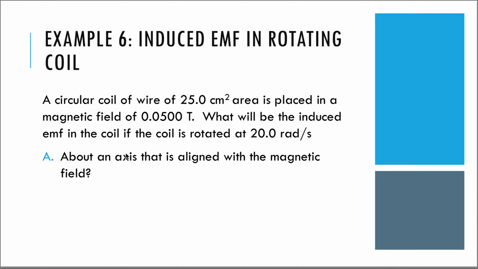Let's take a look at this example. A circular coil, you are given the area right here, is placed in a magnetic field. What's going to be the induced EMF if the coil is rotated at 20 radians per second? For part A, about an axis that is aligned with the magnetic field. So even though we have a loop that's rotating in an external field, don't rush into using the equation that we just learned. You've got to make sure that it's applicable.